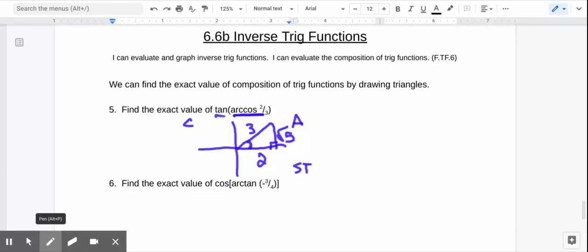Now we want to take the tangent of that angle. Since we have all the side lengths, we can do that. The tangent of that angle is opposite over adjacent, so root 5/2. And that's it.